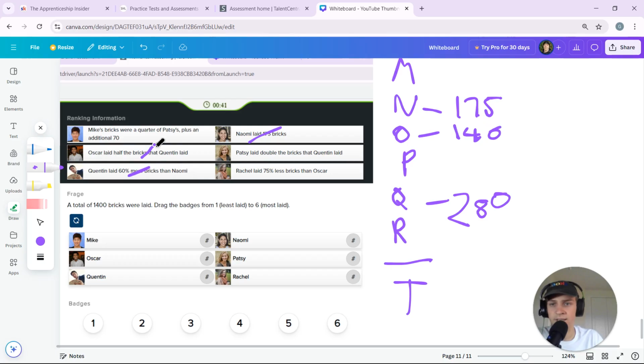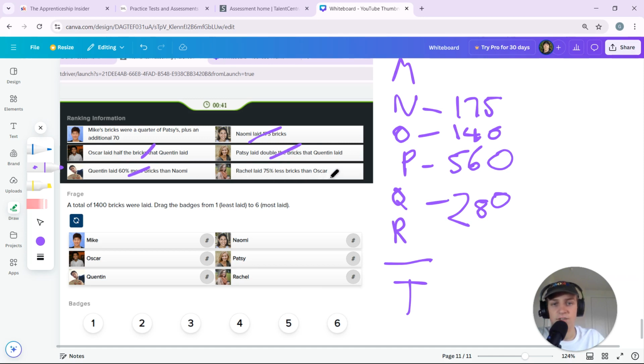Thank you for that. Now, again, you guessed it, we've got to look for ones which only mention Naomi, Oscar, and Quentin. So Patsy only mentions Quentin. Patsy laid double the bricks that Quentin laid, so we know that that is going to be 560 there. Okay, again, these are the four we're looking at.